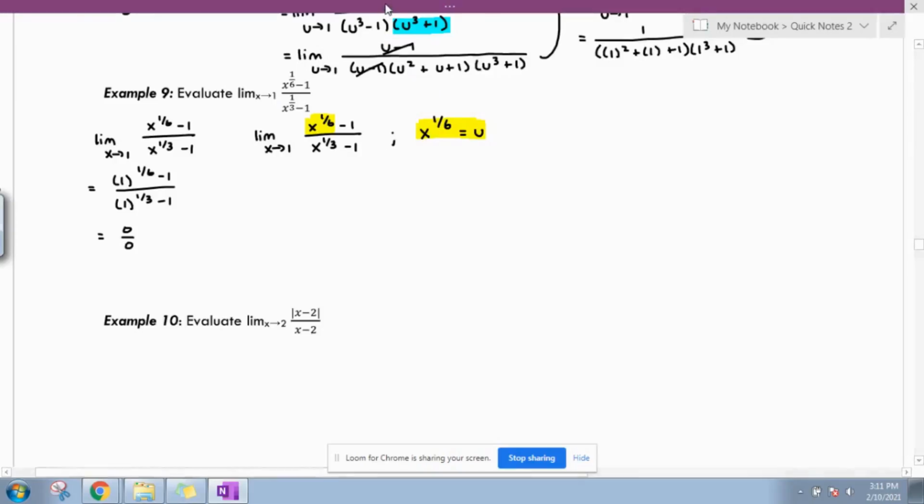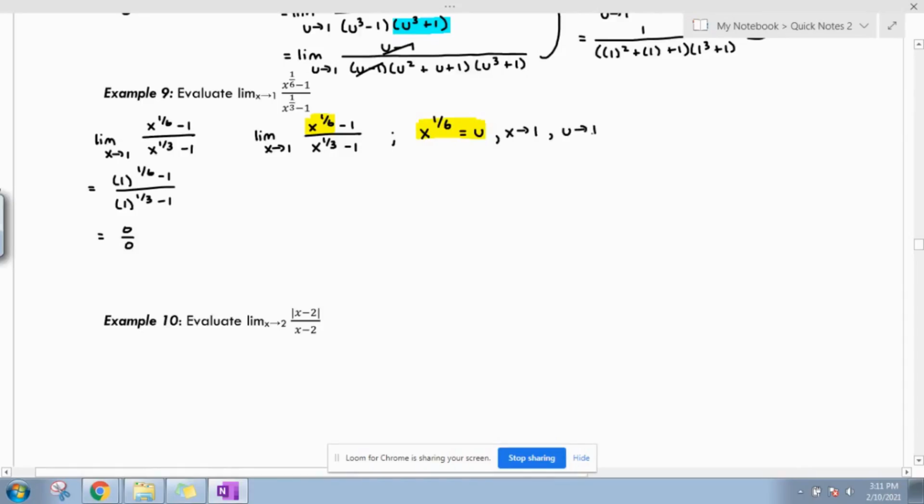The next thing that we have to talk about now is recognizing what my variable u will approach. Since I know that x is approaching 1 from my original limit, if I was to plug 1 into my equation here, I know that my u is approaching 1 as well. So I've figured out what my variable u will approach for my new limit.